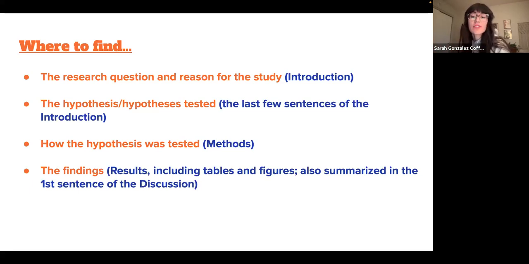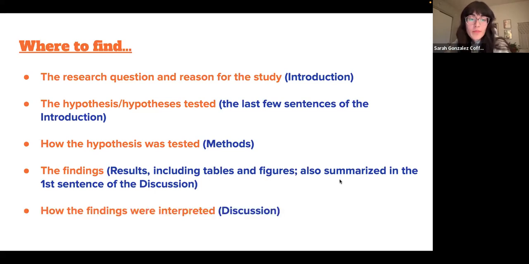And then this information is usually also summarized in the first sentence of the discussion. Sometimes people will put a quote or something in the discussion. That's becoming less common, but it's usually within the first couple sentences you can find this information there. And then how the findings were interpreted will be in the discussion as well. So what does it all mean and how does it fit back into the existing research that was already there before these researchers came along and did their study?